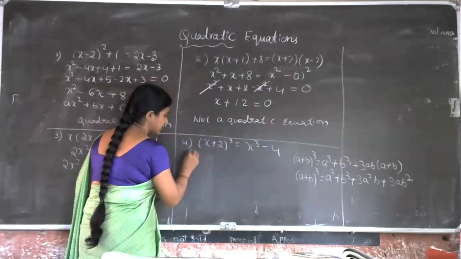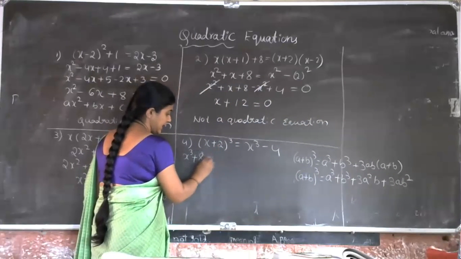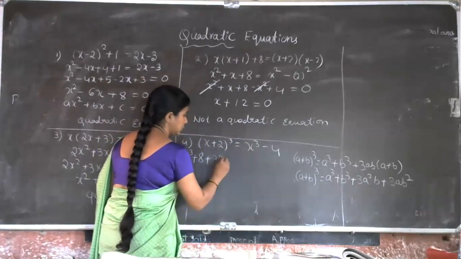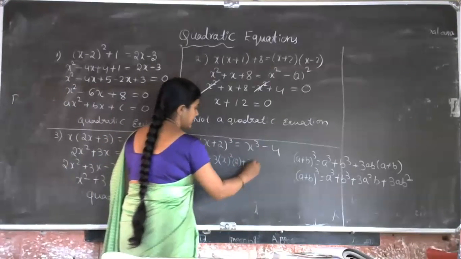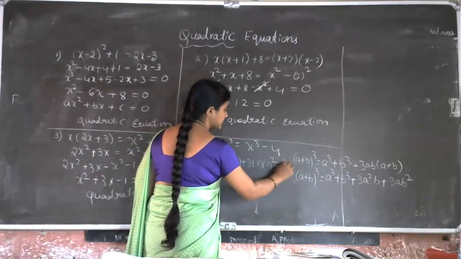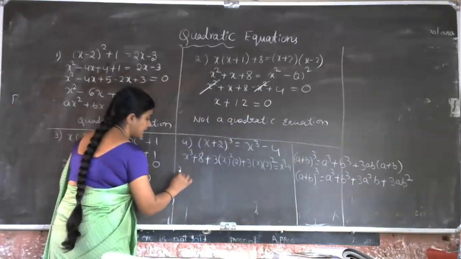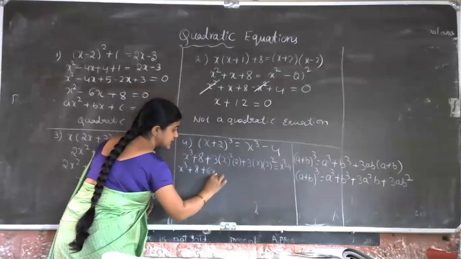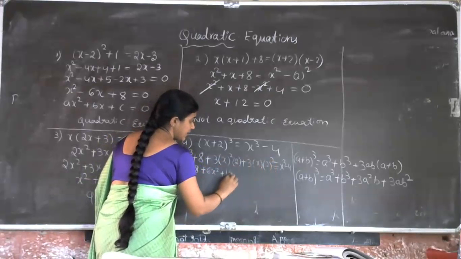So now (x plus 2) whole cube. That is x cube plus b cube, 2 cube: 2 twos are 4, 4 twos are 8. Next, 3a square b, let us substitute that one: 3 into a square, under x square, b under 2, plus 3 into x into 2 square, which is equal to x cube plus 8 plus 3 twos are 6x square, plus 2 square is 4, 4 threes are 12x.